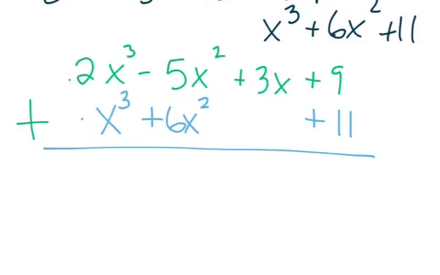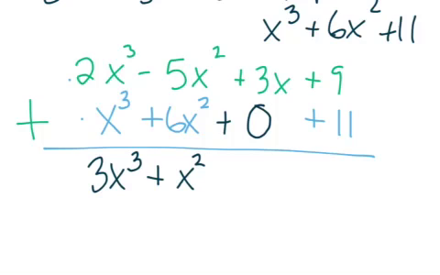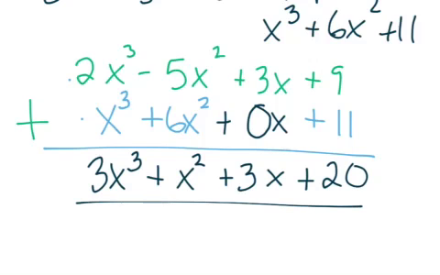So I got 2x cubed plus x cubed gives me 3x cubed. Negative 5x squared plus 6x squared gives me plus 1x squared. Since this doesn't have a like term, I can treat it as plus 0x so that it remains a 3x, and 9 plus 11 is 20.